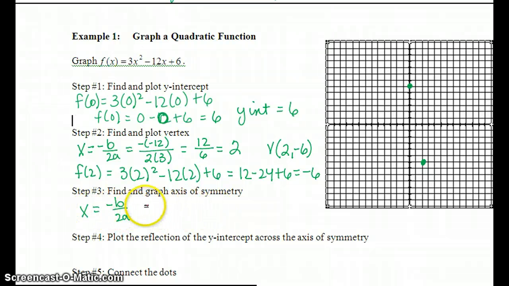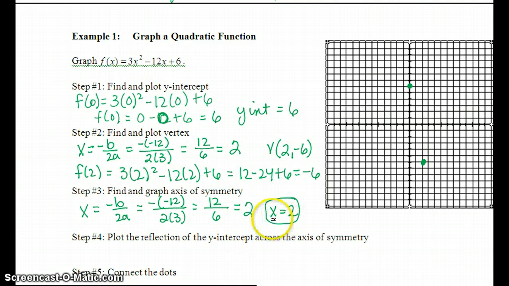On the axis of symmetry, like I said, I'll do exactly the same thing. I do negative 12 over 2 times 3, which is 12 over 6, which is 2. And so my axis of symmetry is actually going to be written as x equals 2. That x equals is a really important thing. That has to be written for it to be correct, because it's this vertical line at x equals 2.